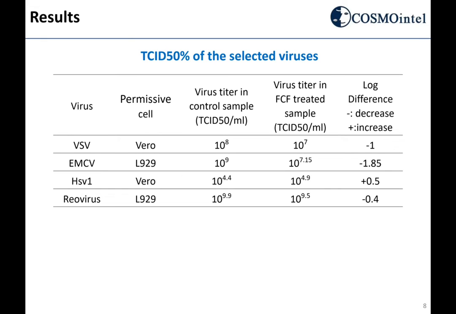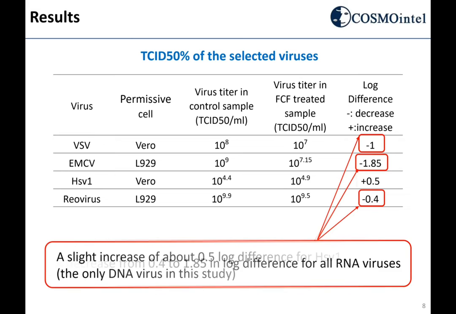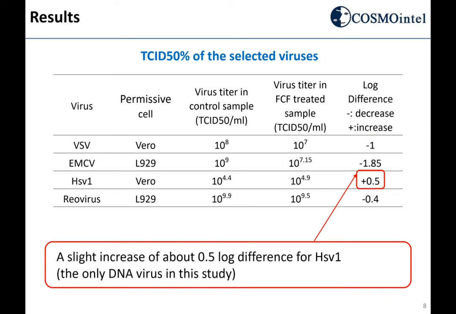And this is the TCID 50% table showing the changes in viral titers for these viruses. We observe a decrease of 0.4 to 1.85 in log difference for all RNA viruses, and a slight increase of about 0.5 log difference for HSV1, the only DNA virus in this study. So you can see how cells with different characteristics behave differently under the influence of the Faradarmani consciousness field, which is a very interesting and promising result.